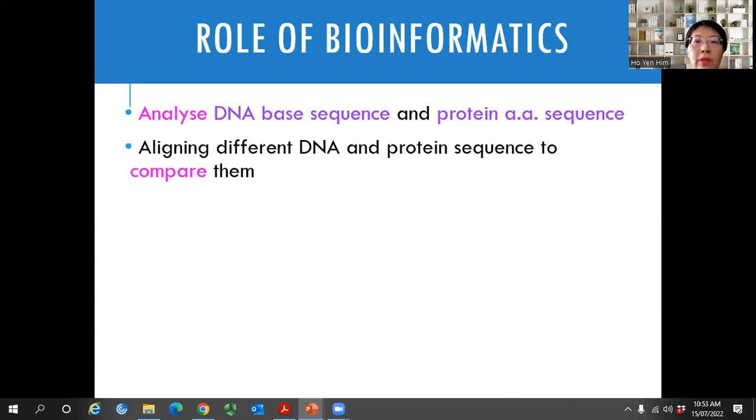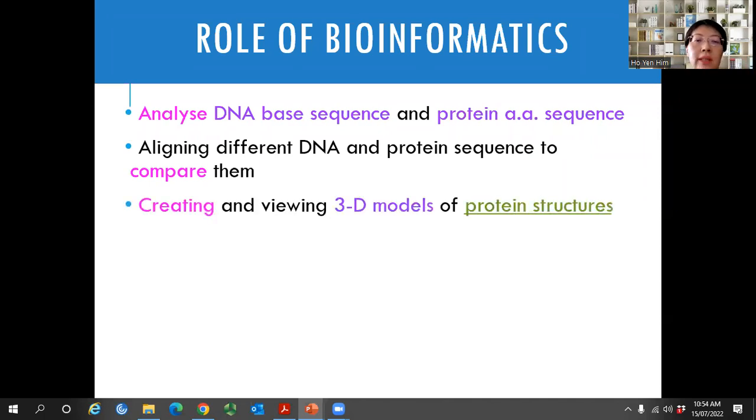Number two, aligning different DNA and protein sequences to compare them. So we want to compare between the DNA base sequence and the amino acid sequence of the protein, whether this protein is actually coded by this piece of DNA, right? For this protein that can be found in this virus, which particular gene codes for this protein? So we have to compare the base sequence of DNA to the amino acid sequence to match which gene codes for this protein.